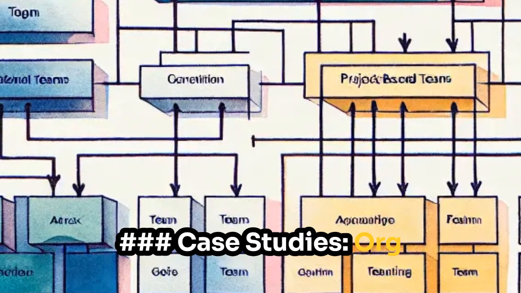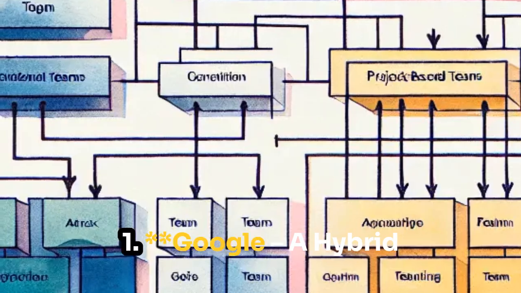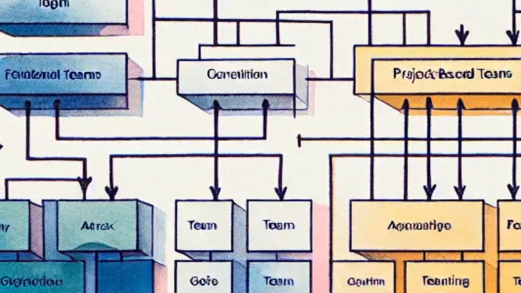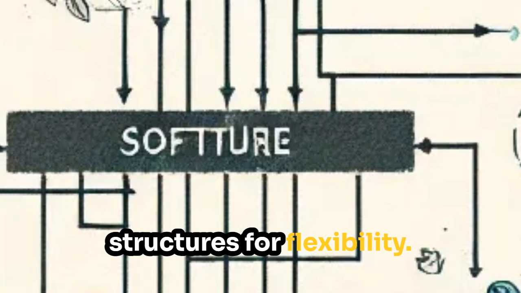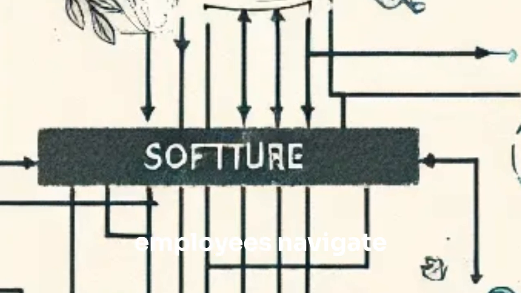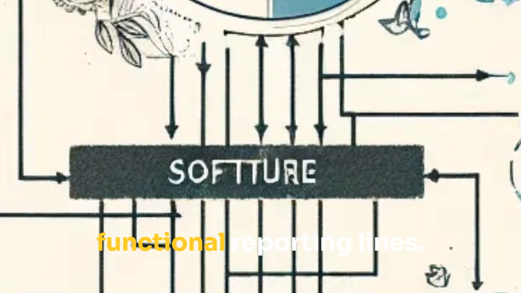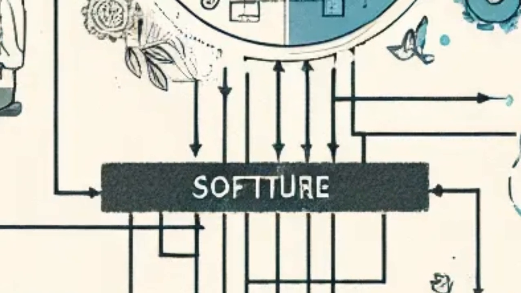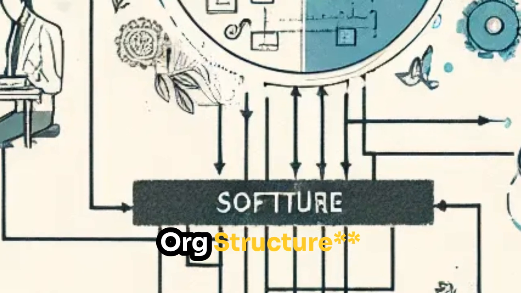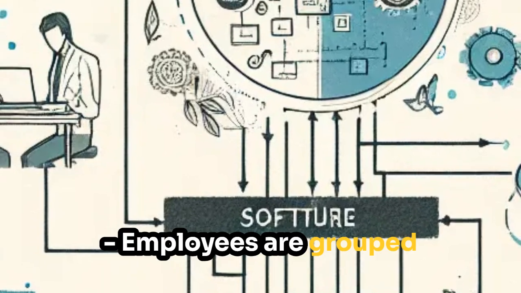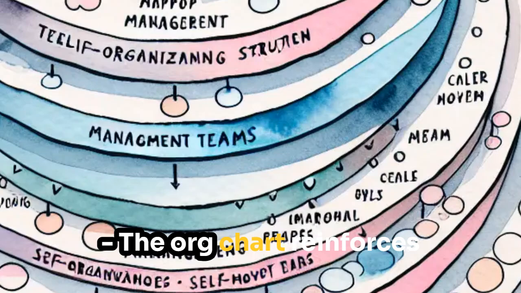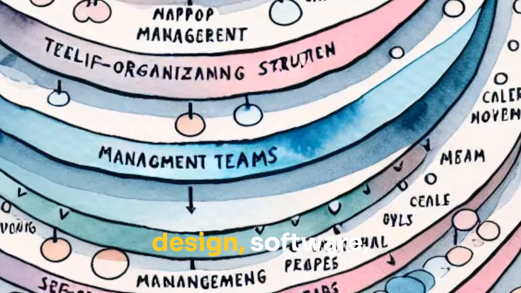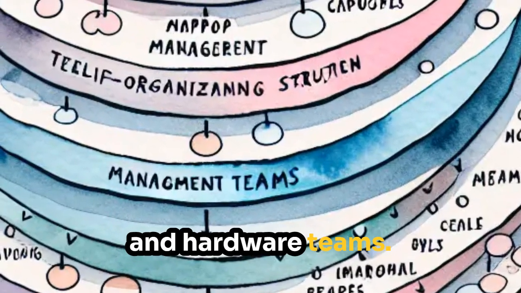Case studies: org charts in action. 1. Google, a hybrid org structure. Uses a mix of hierarchical and matrix structures for flexibility. Org charts help employees navigate project-based and functional reporting lines. 2. Apple, functional org structure. Employees are grouped by expertise rather than product lines. The org chart reinforces collaboration between design, software, and hardware teams.